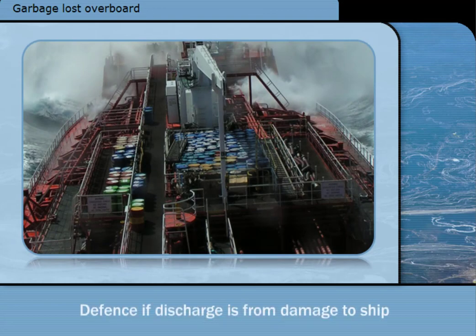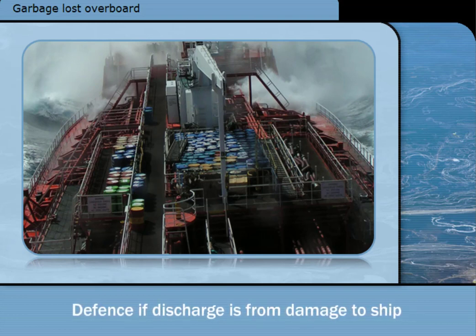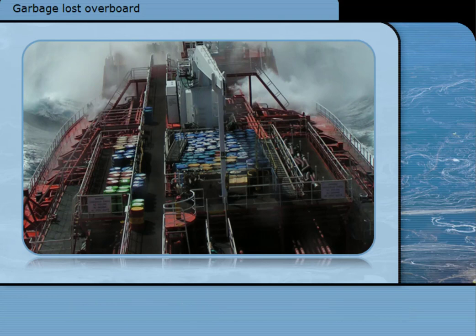Annex 5 provides a defense in the case of accidental discharges. This applies to the escape of garbage resulting from damage to a ship or its equipment, provided all reasonable precautions have been taken before and after the occurrence of the damage for the purpose of preventing or minimizing the escape. Note that it is unlikely that this would cover the loss of garbage bags washed off a deck. The accidental loss of fishing gear is similarly allowed for.